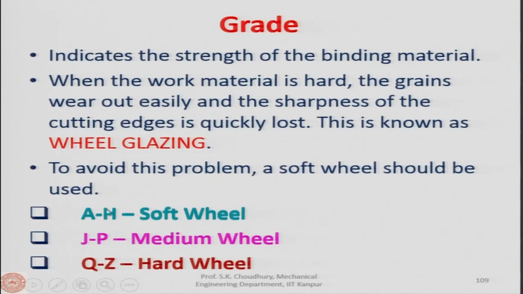So, here all the 26 letters of the English alphabet are used except O and I, because the O looks like 0 and I looks like 1. So, except O and I, all the other 24 letters are used to designate the grade of the grinding wheel. Once again, A to H is the soft wheel, and similarly J to P, and Q to Z is the hardest.